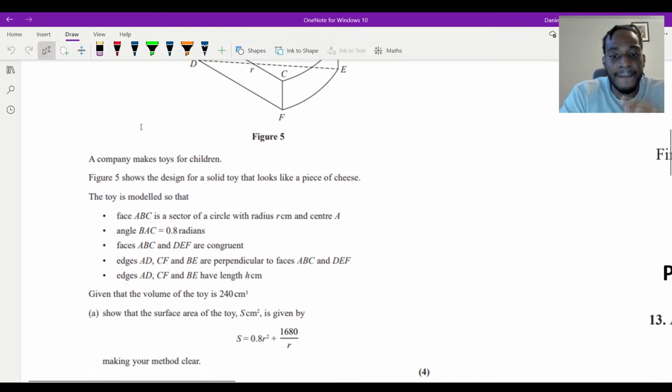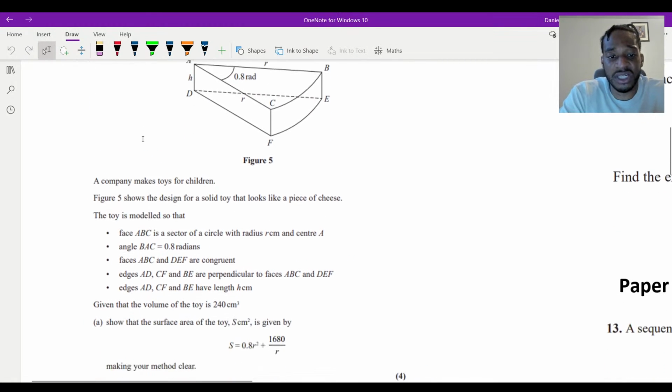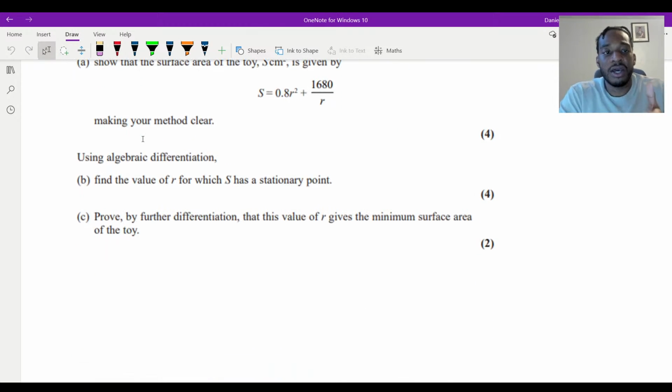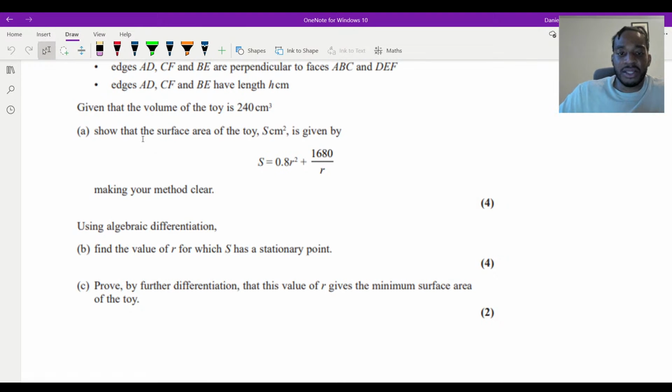We've got this mad crazy question, which is probably going to come up, by the way. This was in June 2022 Edexcel. So show that you get this there. Now, looking at this, it's difficult. If you can't do it, that doesn't mean you can't do part B. Using algebraic differentiation, find the value of r where S is a stationary point. That's just going to mean that you differentiate this here. dS over dr is equal to 0, right?